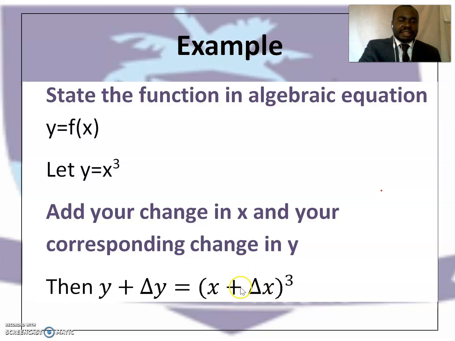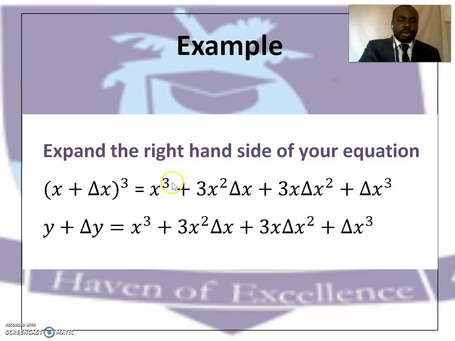We need to find this, and then our next step says that we expand the right hand side. So this x plus change in x cubed, we are going to need to expand it using either your binomial theorem, your Pascal triangle, or simply multiplying. We'll get the expansion of this to be all of this. And that means y plus change in y is going to be x cubed plus 3x squared change in x plus 3x change in x squared plus change in x cubed.